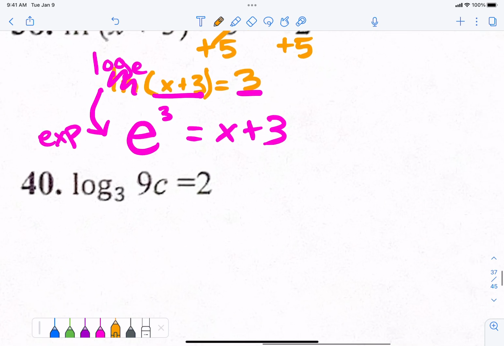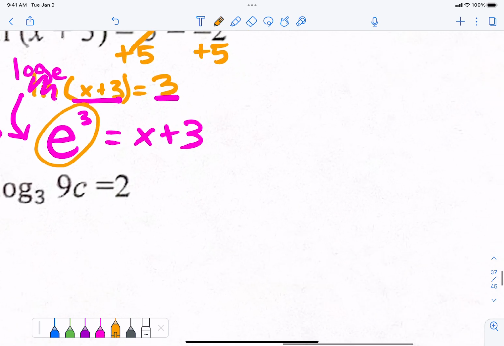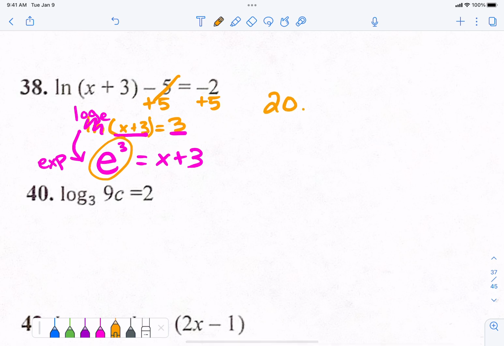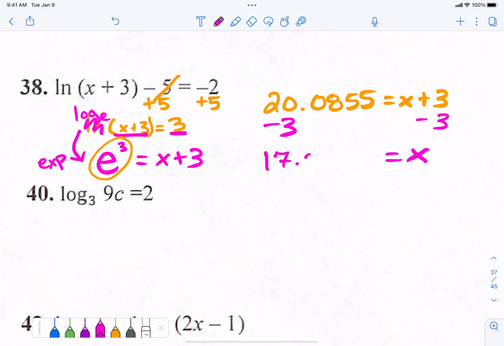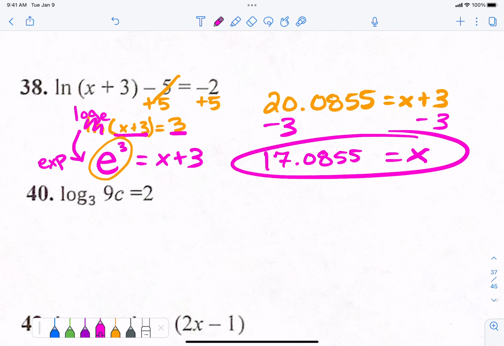Whatever e to the third power is. What's e to the third power? 20.0855, equals x plus 3. And then just subtract 3, and that is going to be 17.0855, rounded to 4 decimal places.